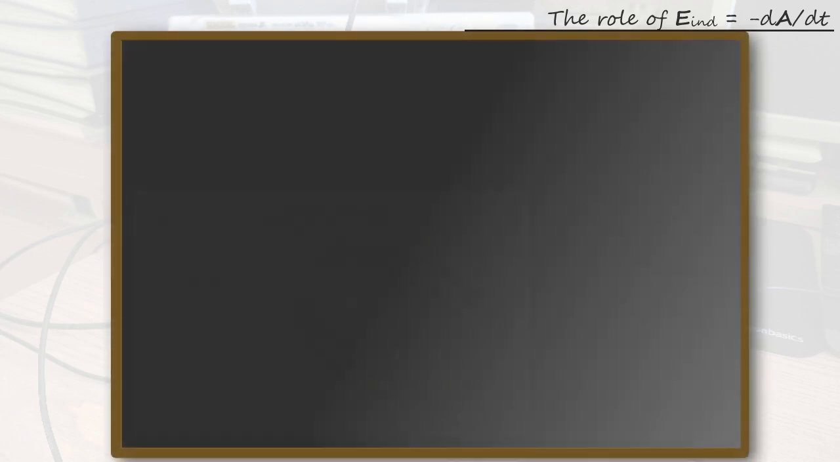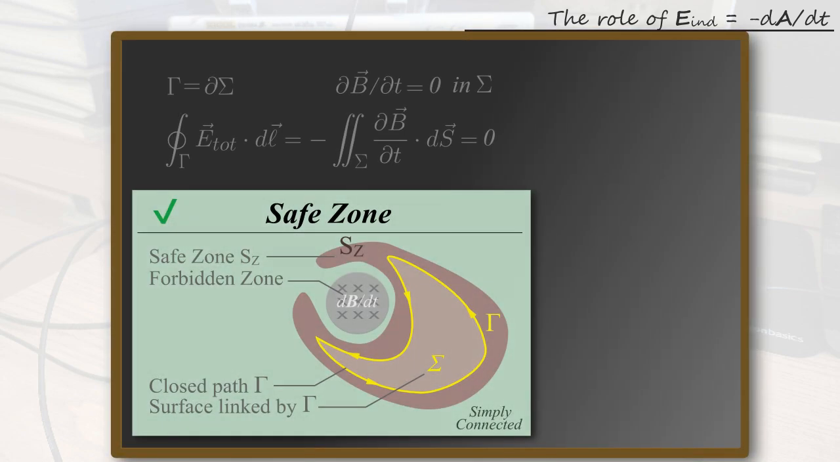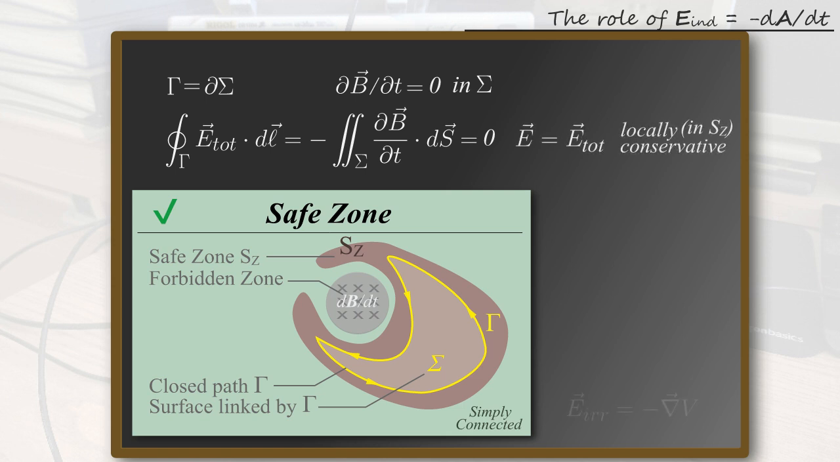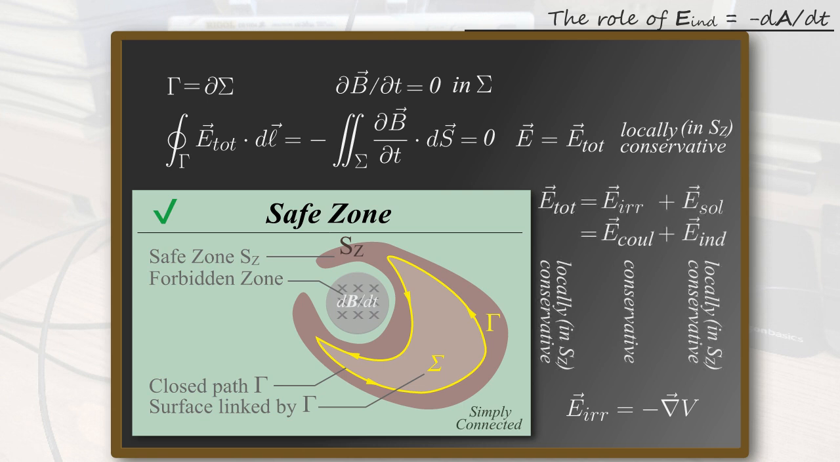So, if we can find a monolithic chunk of space with no holes, where there are no changing magnetic fields, the total electric field there will behave as a conservative field. Since the Coulombian electric field is conservative by definition and E tot equals E Coulombian plus E induced, and that is conservative, it follows that E induced has to be conservative as well, at least within the safe zone. You might need a minute to realize that this has to be true.